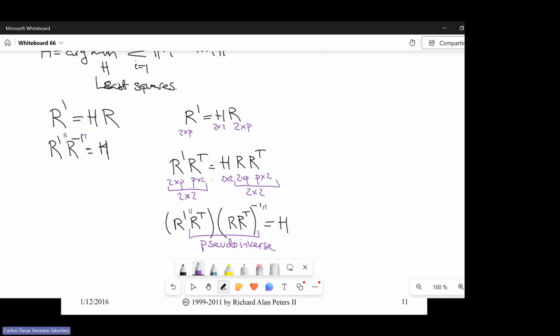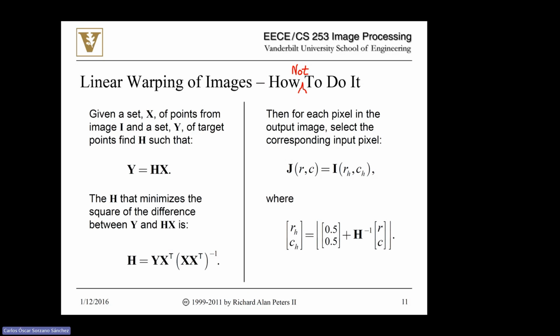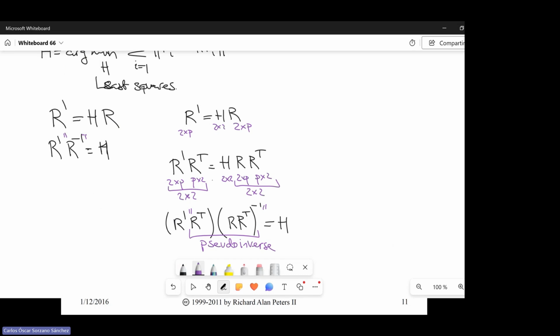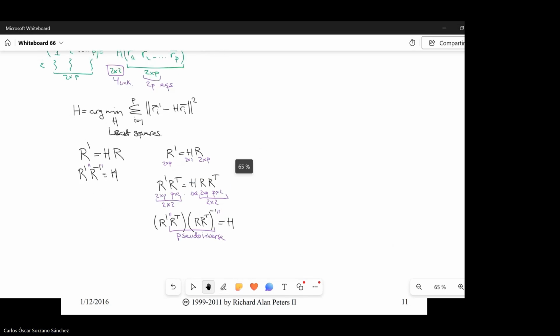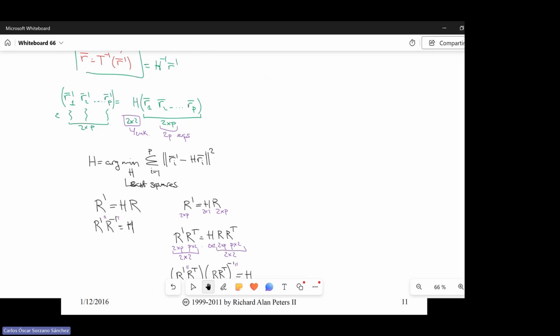So now we have H. That is what we have here. The notation is different, it's using X and Y, but I think R and R prime is more clear. And now you have your H. So you take every coordinate in R, you go to R prime, or if you want to go the other direction, as we did yesterday.